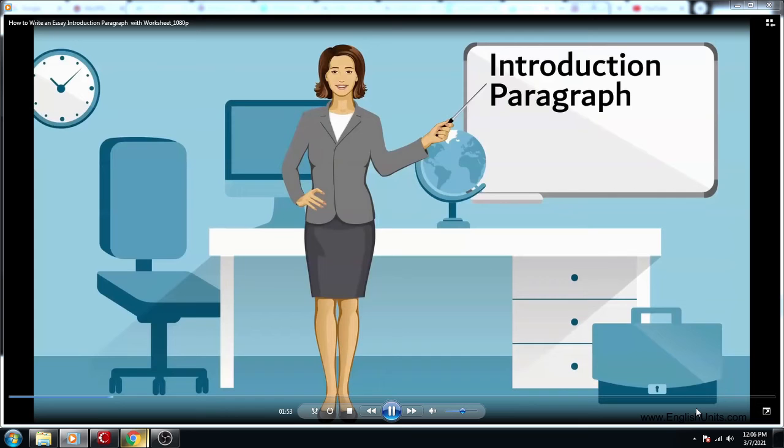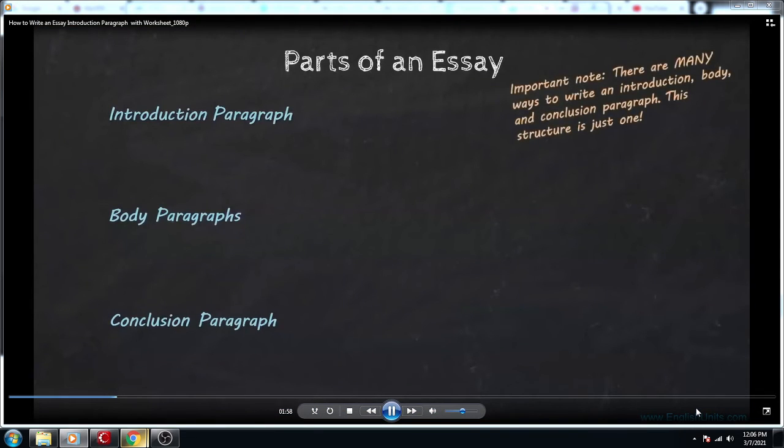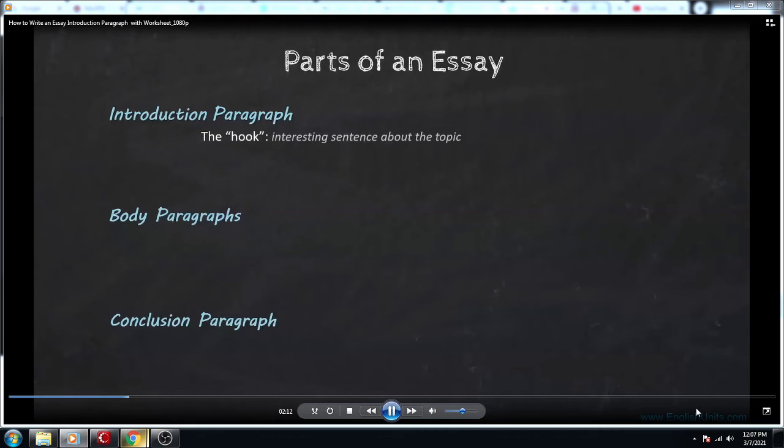The first part of the introduction paragraph is called the hook. Before we begin, remember this very important note. There are many ways to write an introduction, body, and conclusion paragraph. This structure that I'm going to show you is just one of those ways. The hook is an interesting sentence about the topic, and it's our first sentence in the essay. The topic is the thing or person you're writing about.